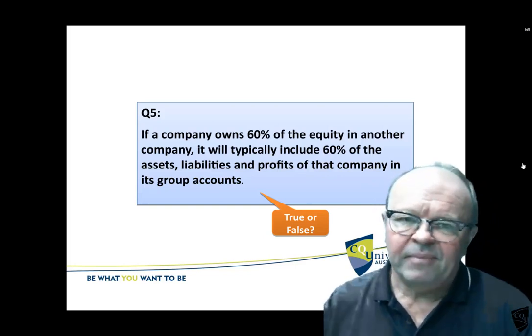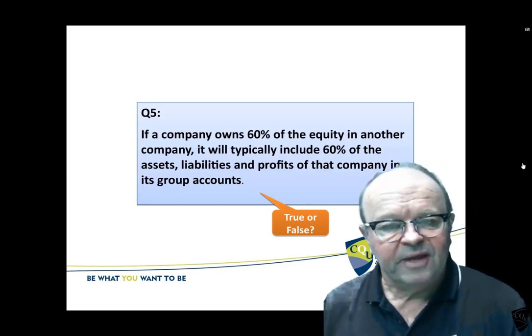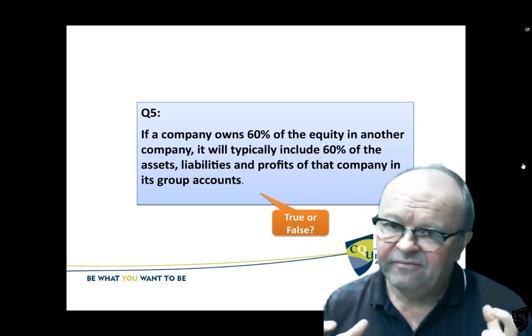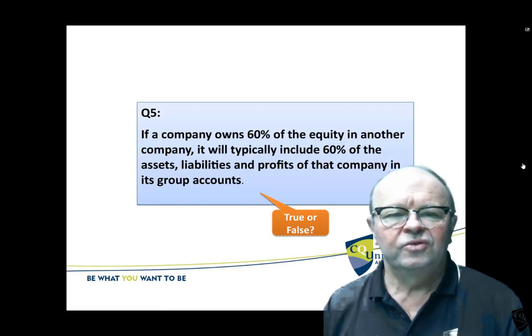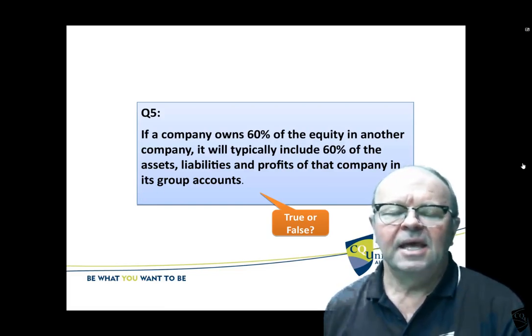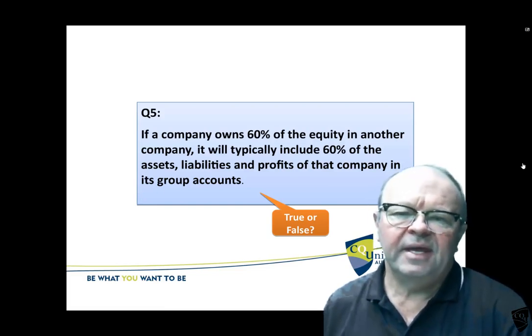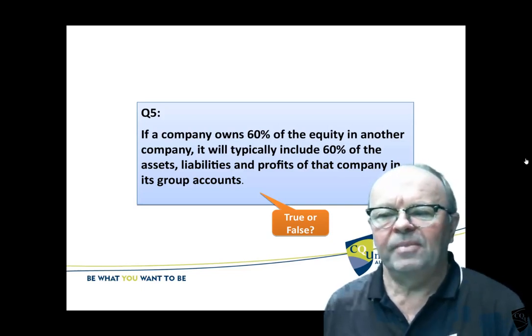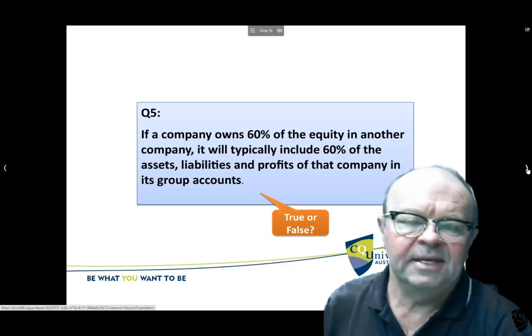Pretty well every listed company and most mid-sized companies are groups of companies. And so when we're looking at our firm's financial statements, they'll be group accounts or consolidated accounts. So if a company owns 60% of the equity in another company, it would typically include 60% of the assets, liabilities, and profits of that company in its group accounts.